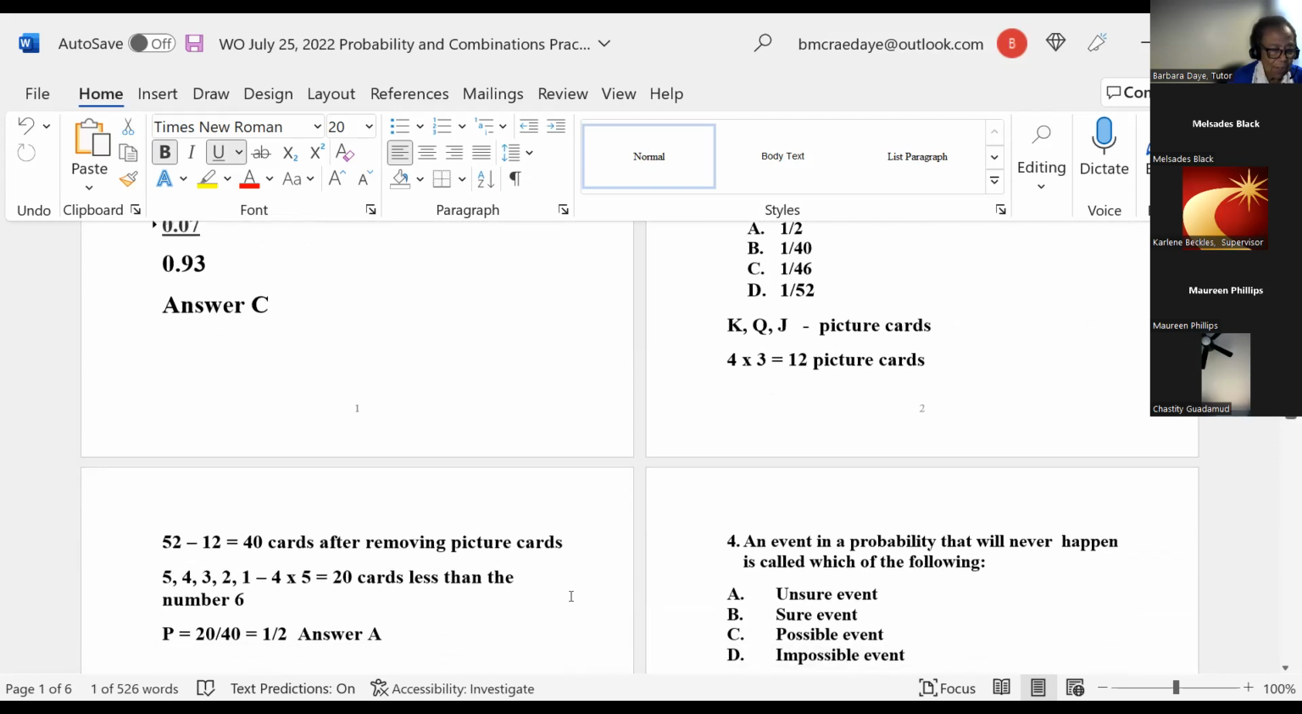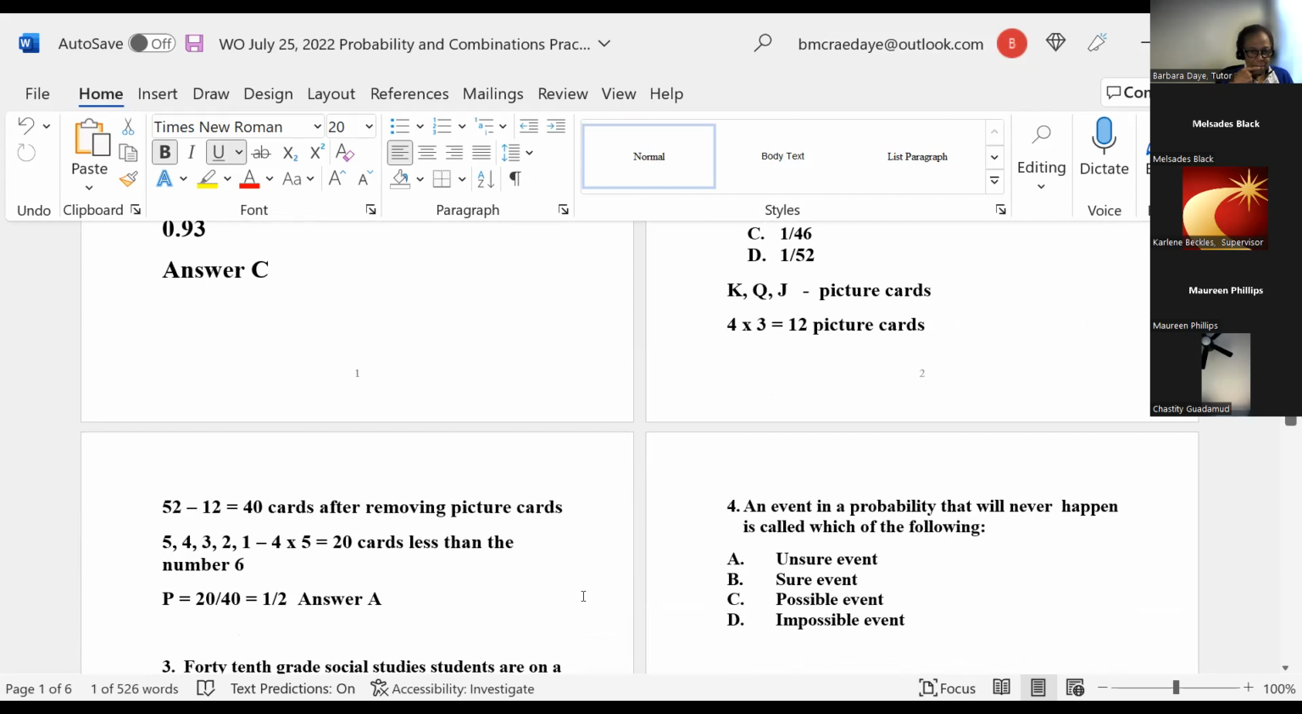Now you're over here, Maureen. Explain this. So then there's 52 cards in the deck. So you would take away the 12 from the 52 and leave 40 cards, right? You understand? You take away 12 from 52, leave 40. And tell her what the 40 is. It is cards after removing the picture cards. Okay. You got it, Mercedes? Yes. Okay, keep going, Maureen.